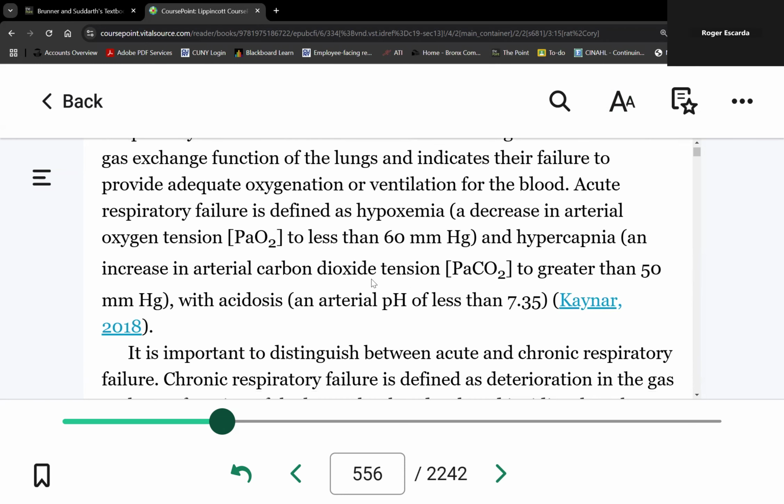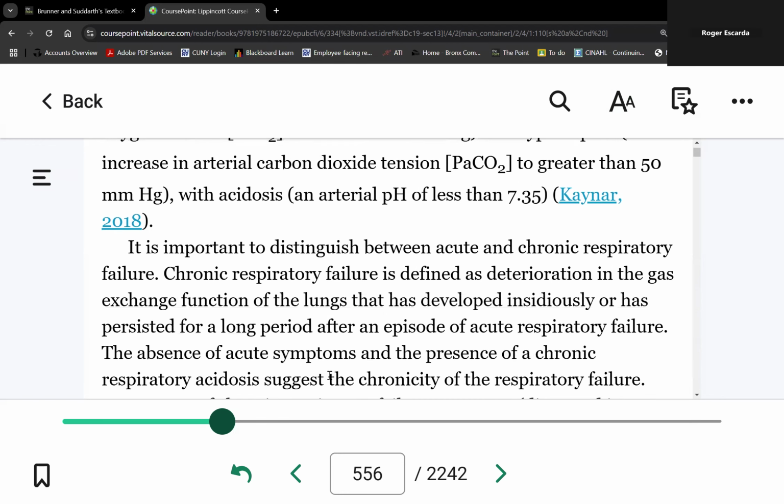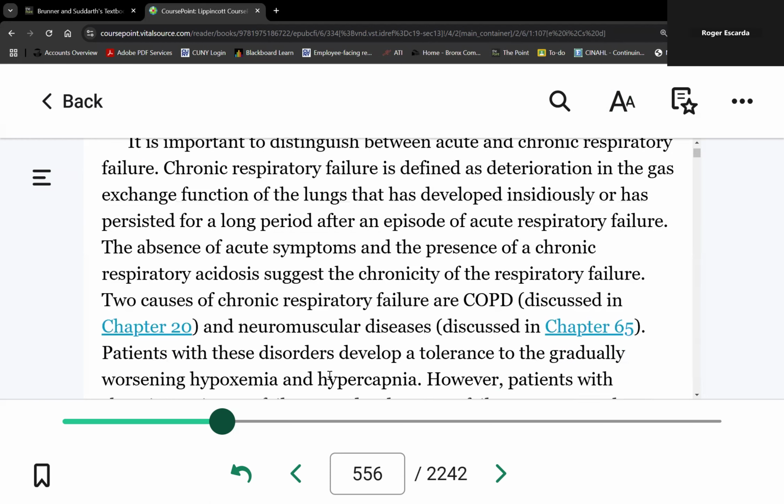When we draw ABG on a patient and it shows the following: a PaO2 less than 60, normal is 80 to 100. A PaCO2 of greater than 50, normal is 35 to 45. And arterial pH is less than 7.35, normal is 7.35 to 7.45. If you have all three, then you are in respiratory failure. The causes are a long list. There are pulmonary and non-pulmonary causes of respiratory failure.